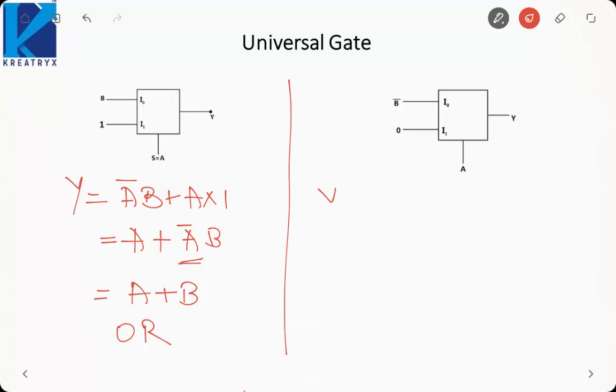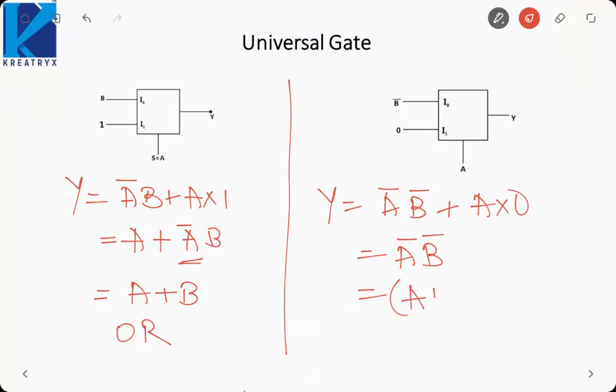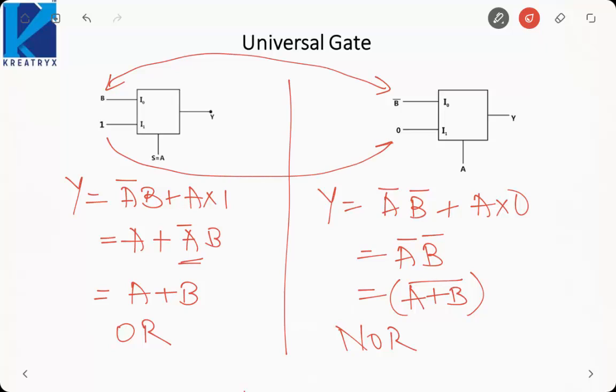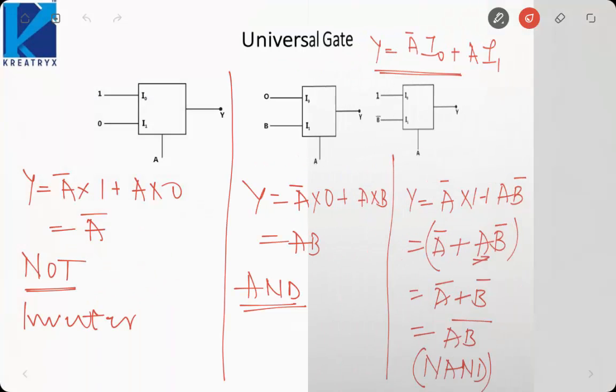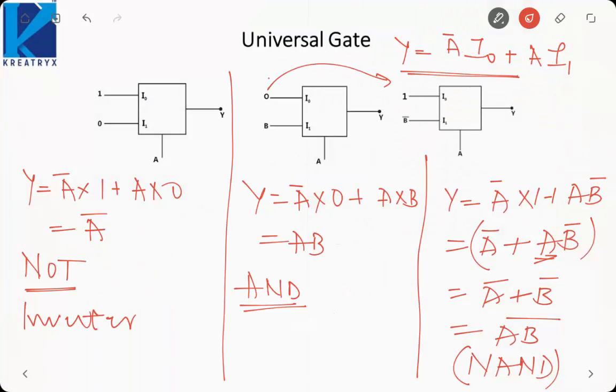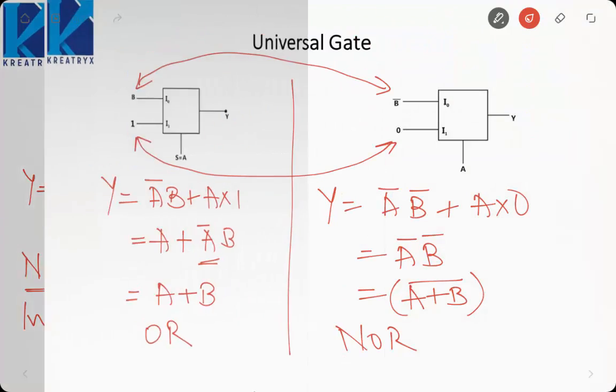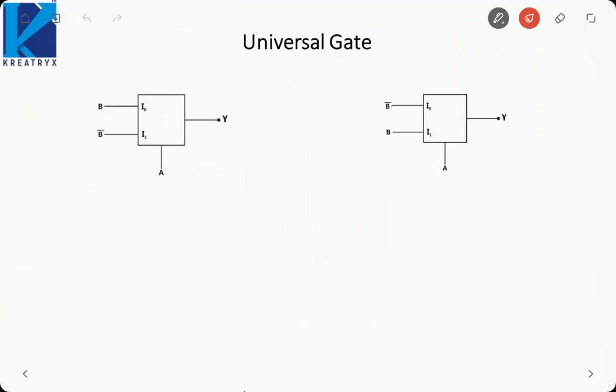If I take this, y is equal to A bar B bar plus A into 0, so it will be equal to A bar B bar, which is equal to A plus B bar. So it is a NOR gate. If you see between OR and NOR, I have just complemented all the inputs. B has converted to B bar, 1 is converted to 0. That is how we can convert an OR gate to a NOR gate. Same case was here between AND and NAND, 0 1 B B bar. Just the inputs have been complemented, and that way we can implement two gates of opposite nature.